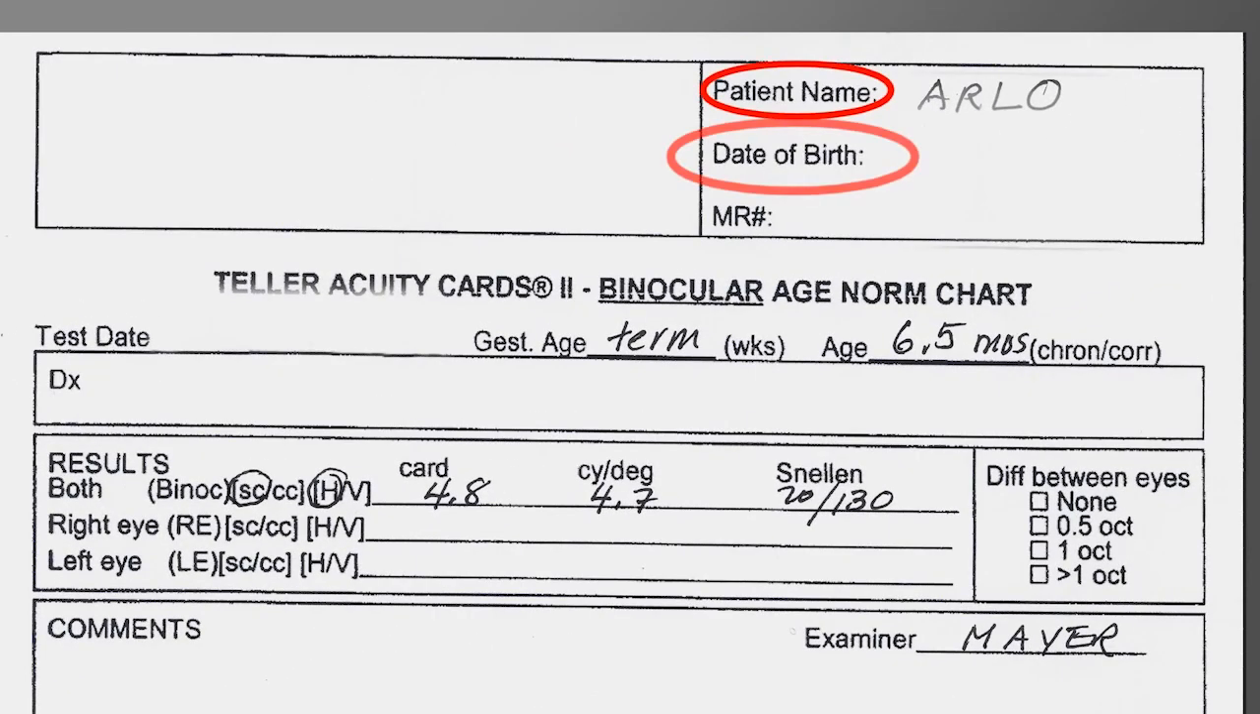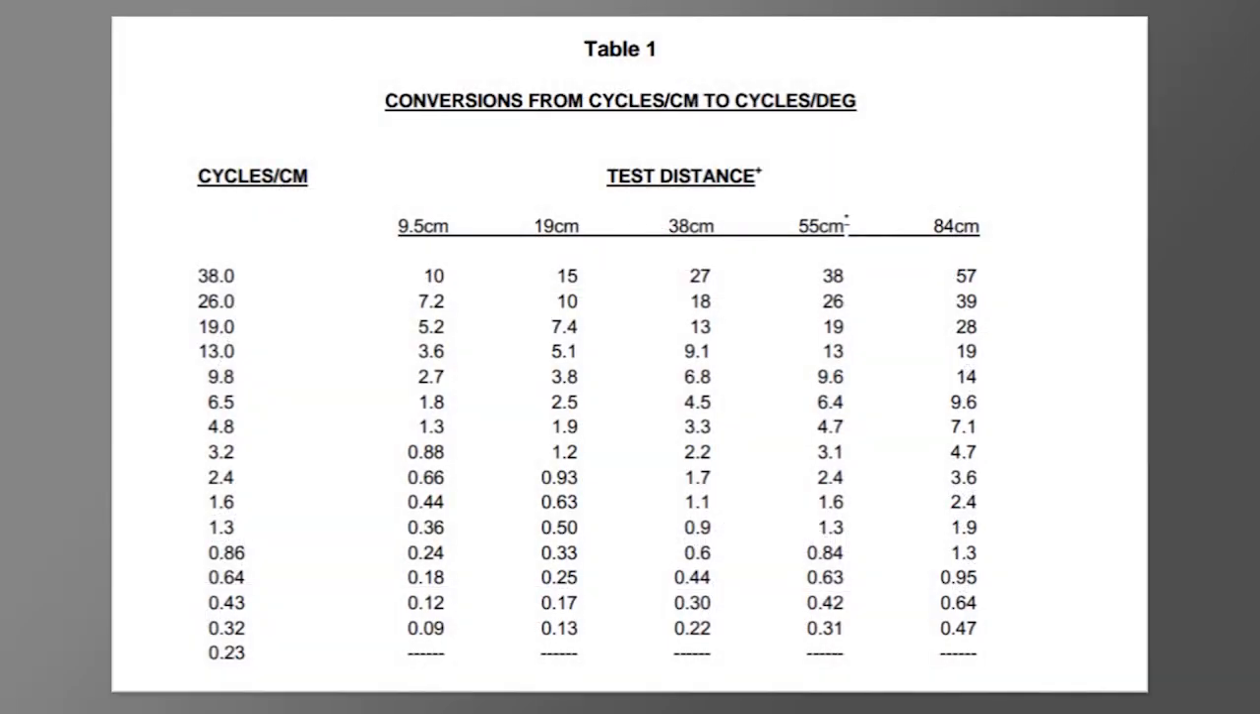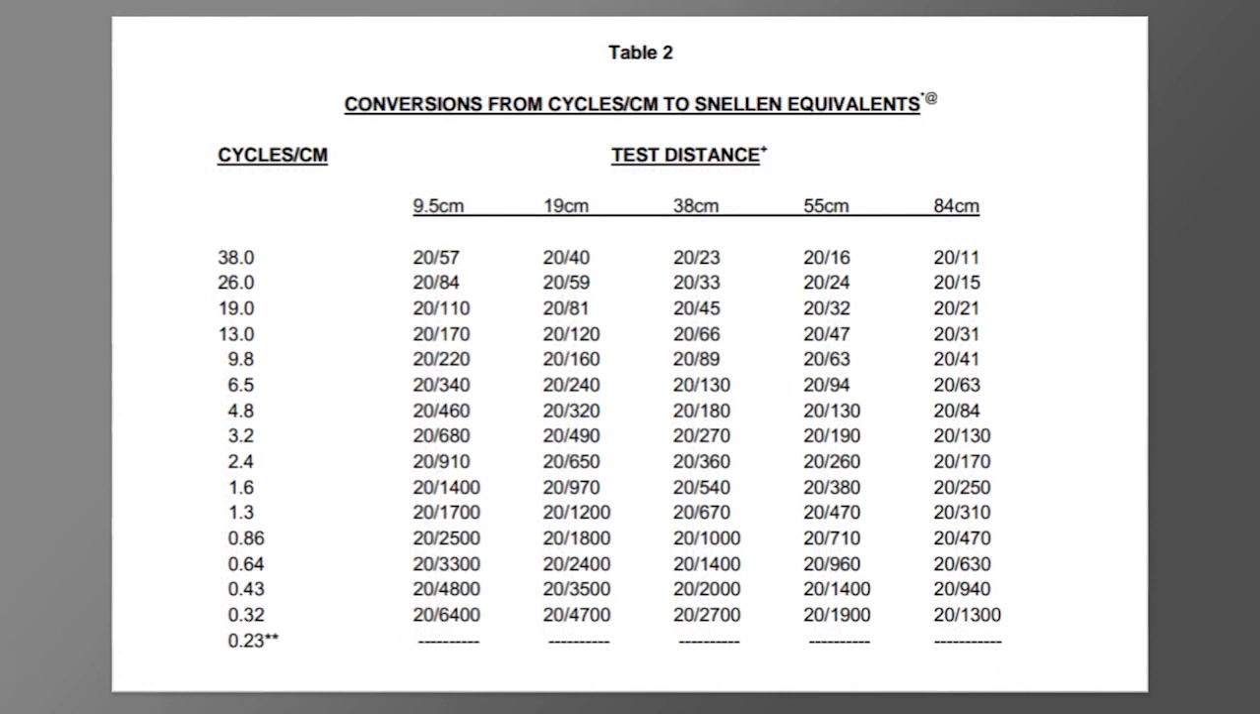It is also used to record the important results of the acuity test, including the acuity card at threshold in cycles per centimeter, test distance, and acuity conversion. The examiner can take the value from the Teller Acuity Card Handbook, Appendix D, showing conversions from cycles per centimeter to cycles per degree, Table 1, and from cycles per centimeter to Snellen equivalents.